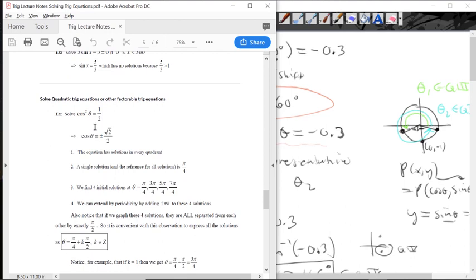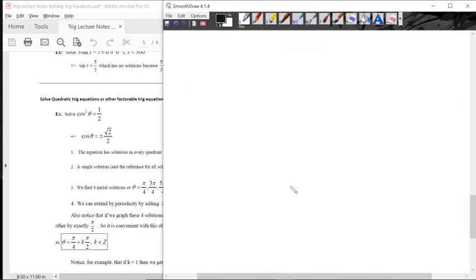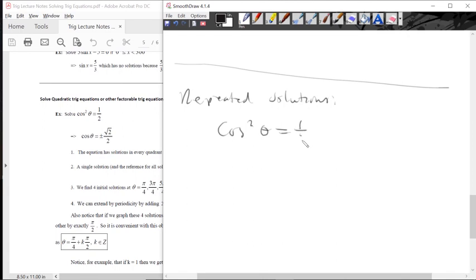Okay, here's an example whereby we can have repeated solutions. The cosine squared theta is equal to 1/2. Let's take a look at that geometrically. So, repeated solutions. Consider cosine squared theta is equal to 1/2. When we solve that, which is a quadratic, you can use the square root property. That's cosine theta is equal to plus or minus the square root of 1/2. And now the square root of 1/2 is 1 over root 2, which when you rationalize that denominator, you get root 2 over 2.